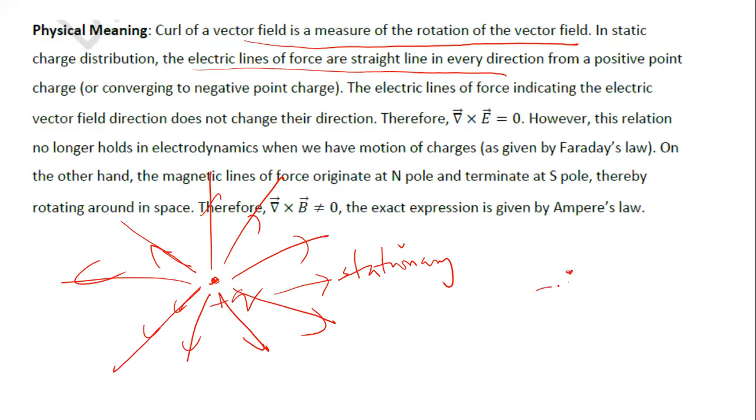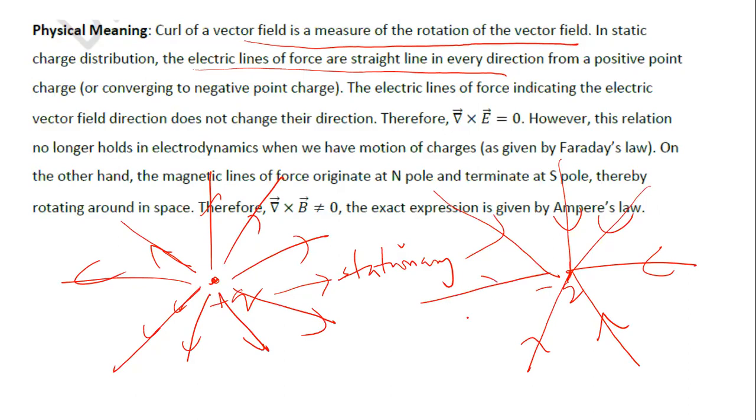Or if it is a negative charge, then the electric lines of force are pointing towards the negative charge. So the electric field at any point is tangent to the electric lines of force. In this case, the electric field is also along straight lines. Lines of force point towards the negative charge in stationary charge distribution, and here they point away. At every point, the electric field is tangent to the lines of force. So the field is converging in this case, and diverging here.